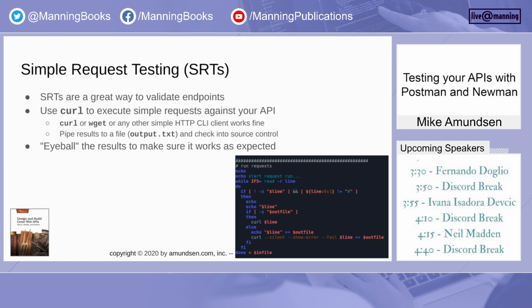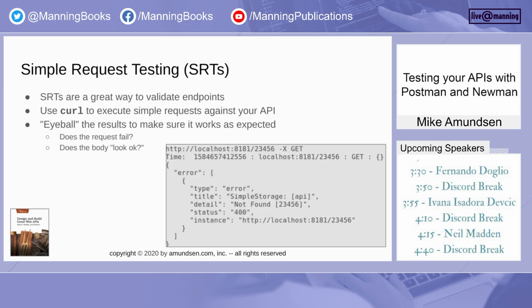You could use curl or wget or any other sort of simple HTTP library to get this job done, and you'll be fine. Really, what you want to do is collect up that output. I usually write it to a text file, and I often check it into the project. It's part of my CI/CD level. So as I'm writing code, I run these SRTs, change the code, run the SRTs, and do this over and over again. And really all I'm doing is eyeballing the results at this point.